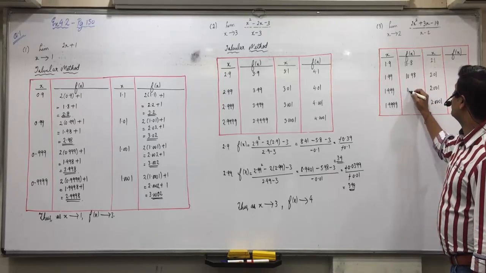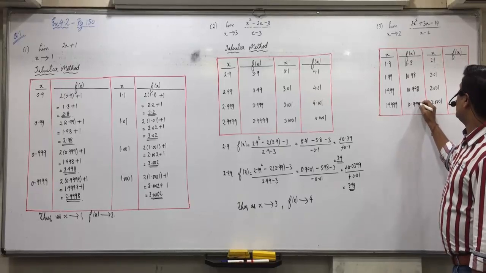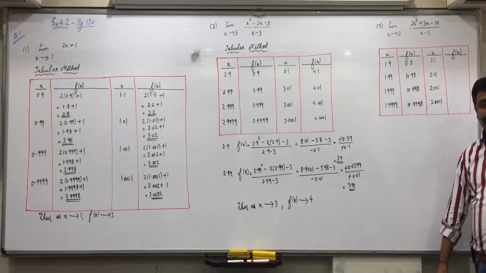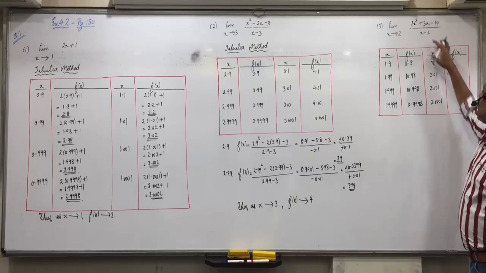10.98. Now don't do it. 10.998. 10.9998. And if you want, you can do it. Is everyone clear with this? All clear how these values are obtained? Now in x we have to substitute 2.